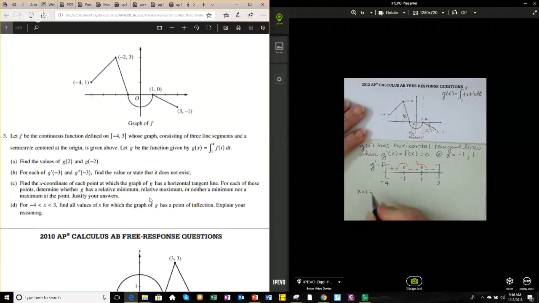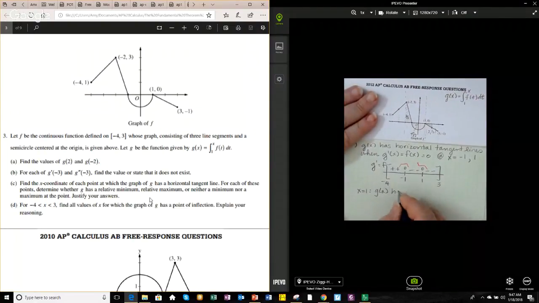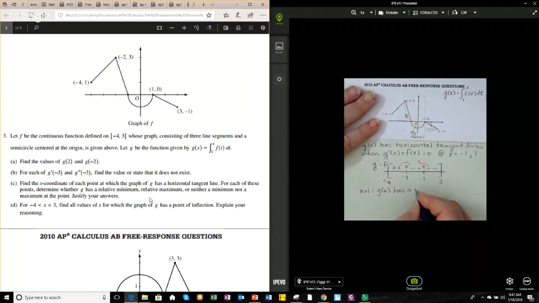Okay, so G of x has a relative max at x equals 1, since, I can put my justification here, how did we know that using calculus? Well, we knew that g prime of x was greater than 0 and then went to g prime of x is less than 0 at x equals 1.